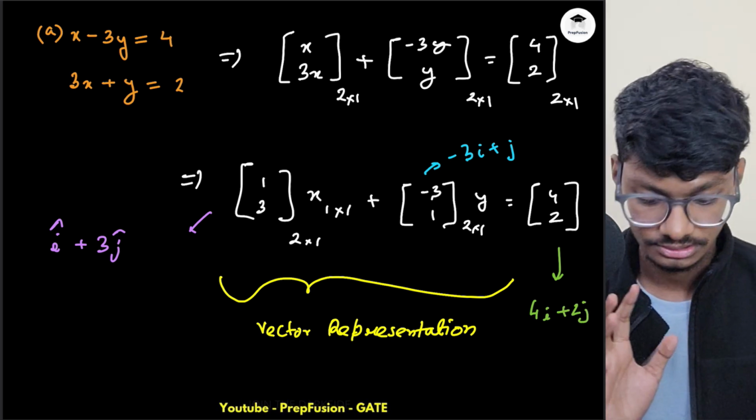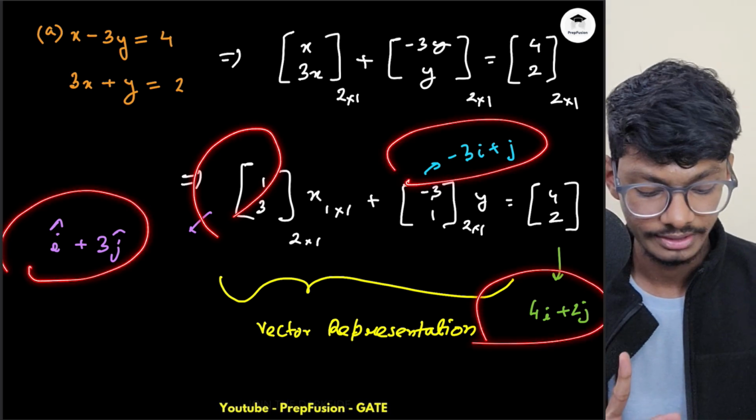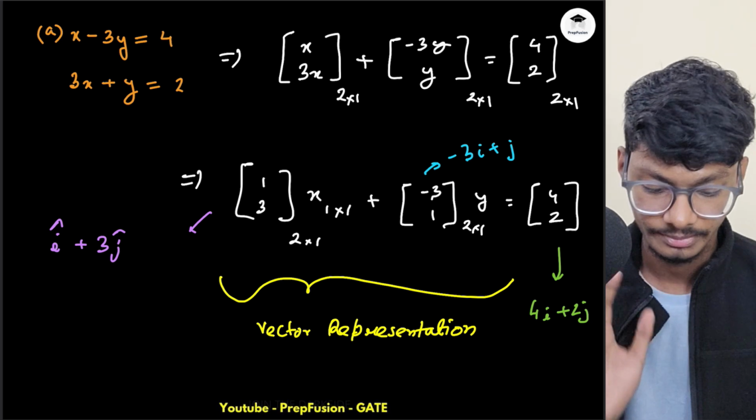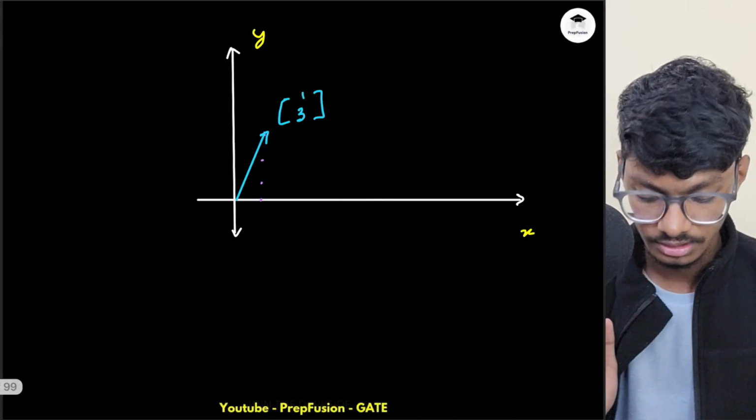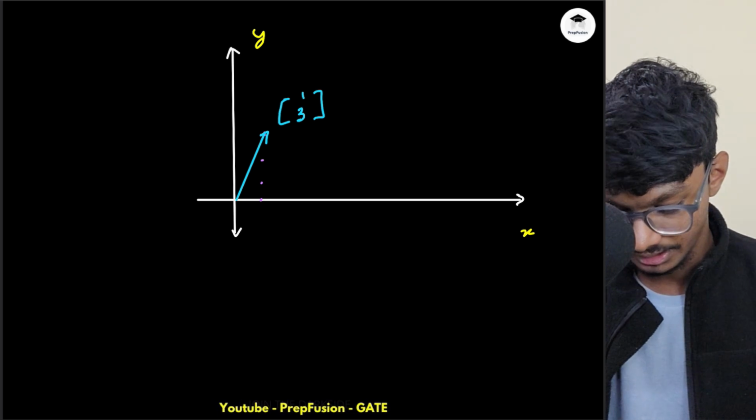Now what is this telling us? Like with some combination of this vector and this vector, we will get this vector as my resultant. So let me plot it, then we'll understand it more better. So I've already plotted this first one. Okay, let's plot the second one.